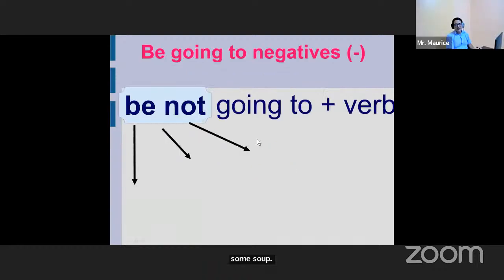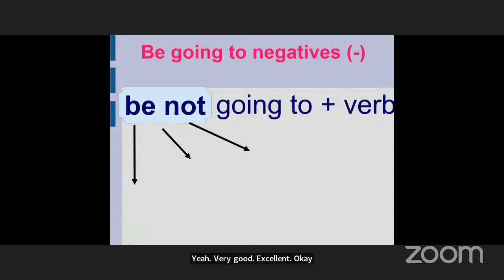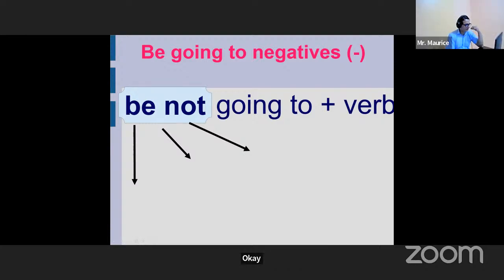Excellent. Ok, entonces, Mister, ¿cómo hacemos? Apagué mi cámara porque mi internet está súper lento y lo escucho así, como robot. Oh, ok, no hay problema, Erlinda, listo.